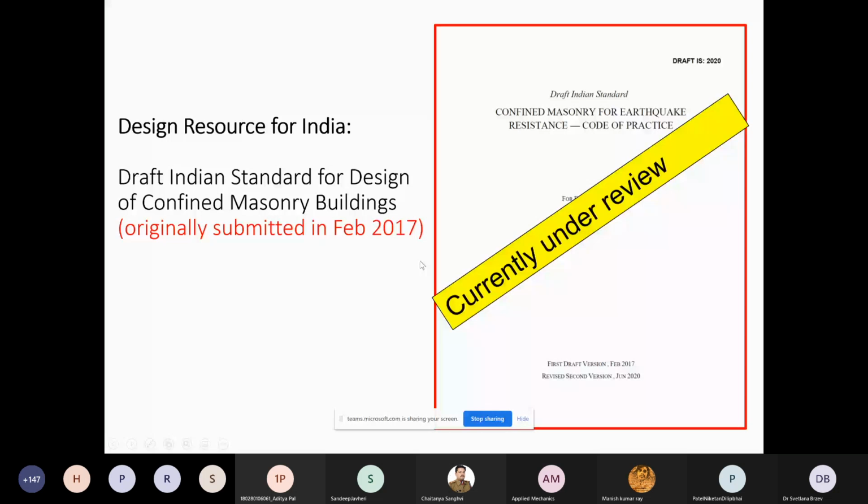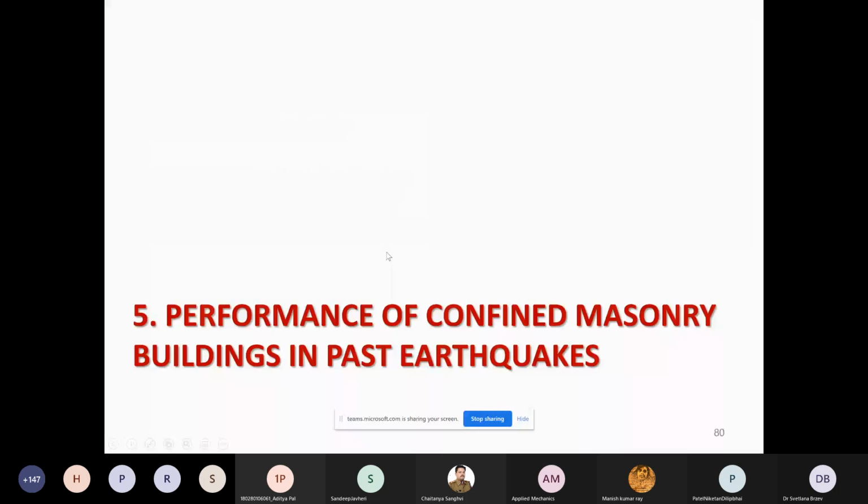So I have some slides regarding performance of confined masonry buildings in past earthquakes. I think I would leave that for you. I've gone over time. It takes time to explain, and I had some problems with audio, so I was a little bit disturbed during the presentation. I'm not sure what the problem was, maybe on my side, but anyway, I would stop the presentation.